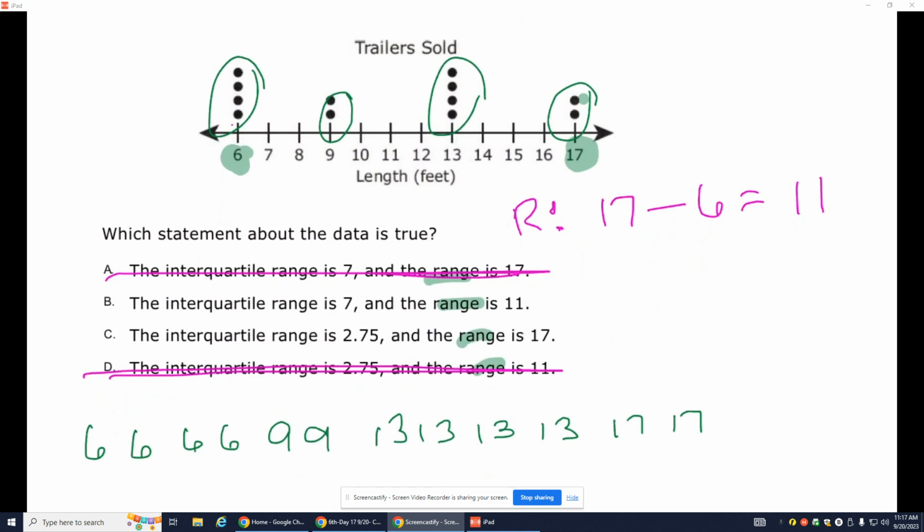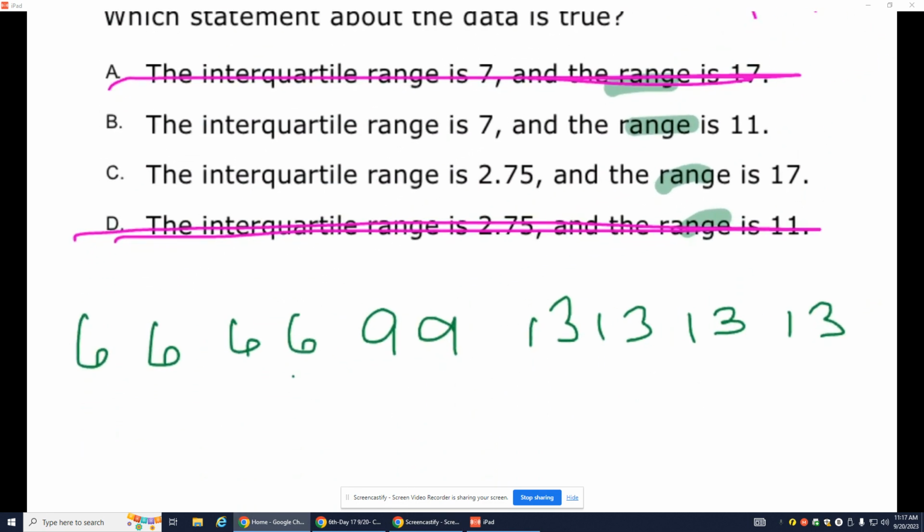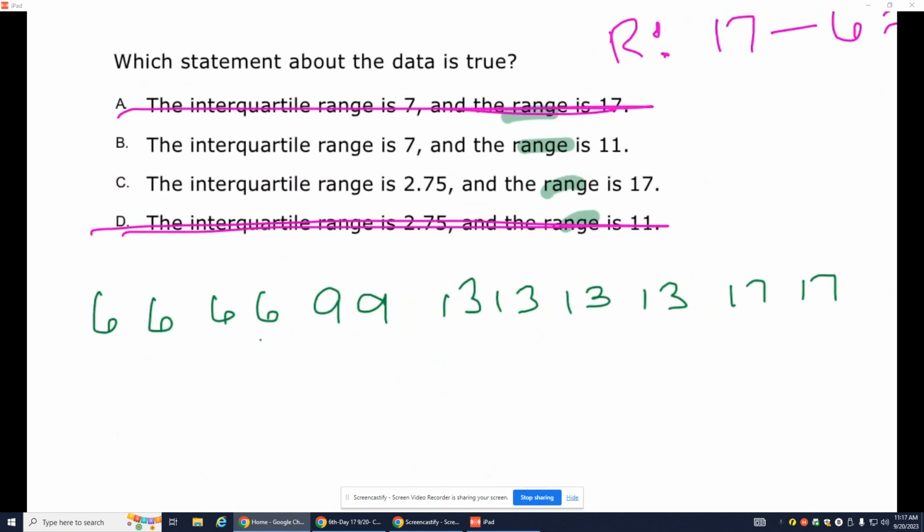And as I look at that, I know that I have 14 numbers. Excuse me, 1, 2, 3, 4, 5, 6, 7, 8, 9, 10, 11, 12 numbers, sorry. And so when I'm finding the IQR, I have to find my median first, right? You always find your median. If I have 12 numbers, that means I'm going to have 6 on one side and 6 on the other side, because it's a halfway point.